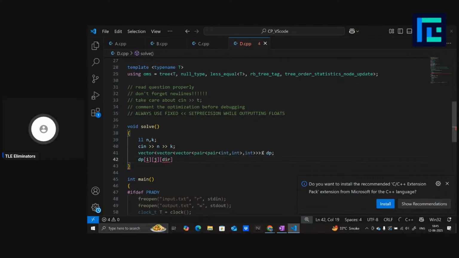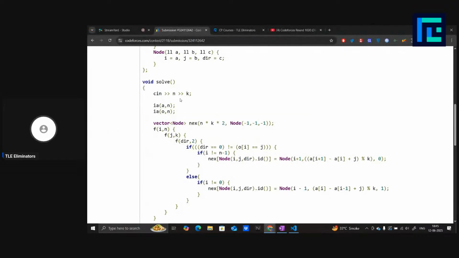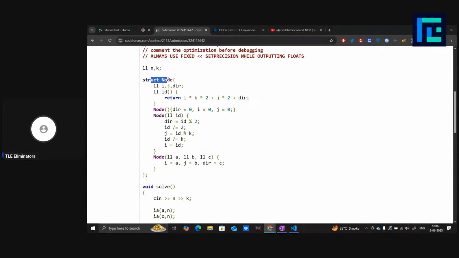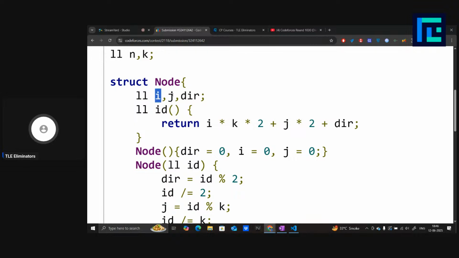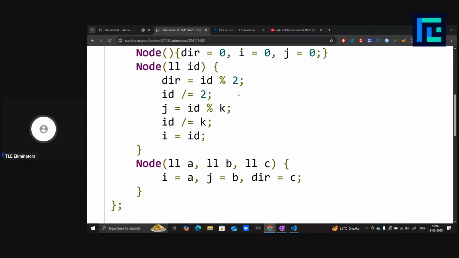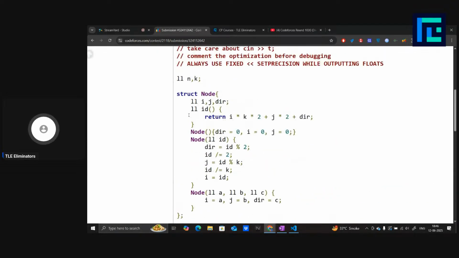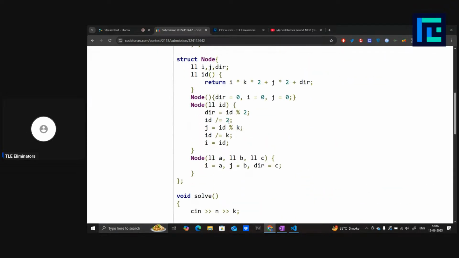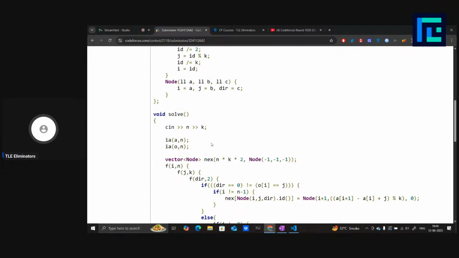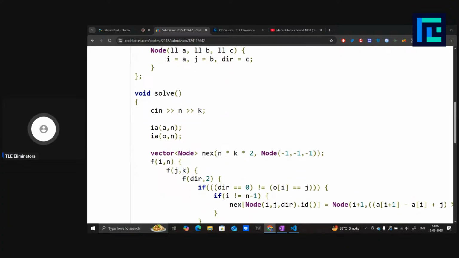But instead of that, this is very ugly and inefficient. So instead of that, I just made a struct. Like what I did, I just made a struct called node. This node just stores the i j and direction in itself. So I just made a vector of node which will store all of these parameters. And it is only a 1D vector because I have just made it in linear fashion.